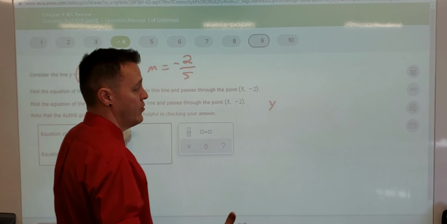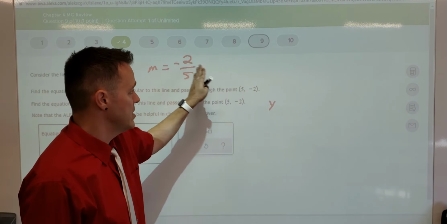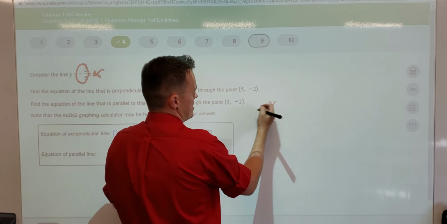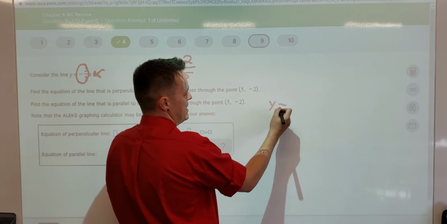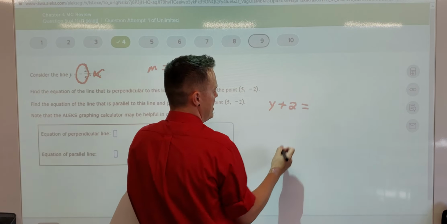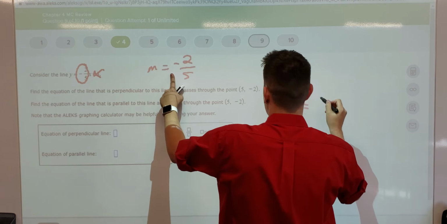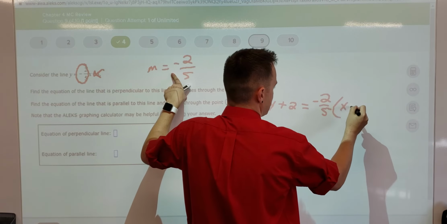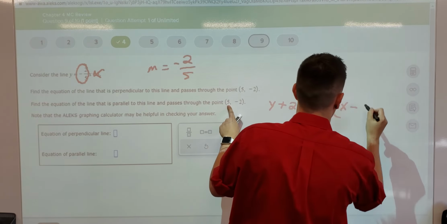We're going to do the point slope form because we have a point and a slope. So parallel would be y minus... Okay, and then it's going to be a negative 2, so that changes to positive. Equals, this one has the same slope, so it's negative 2 over 5, and then it's going to be x minus, and my x value is 5.